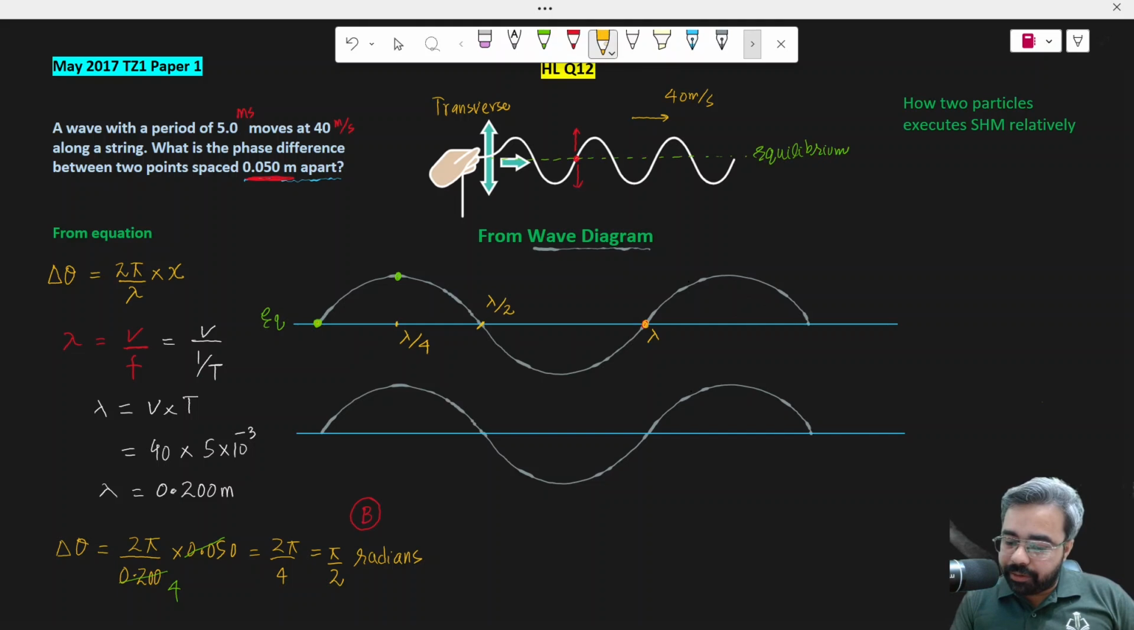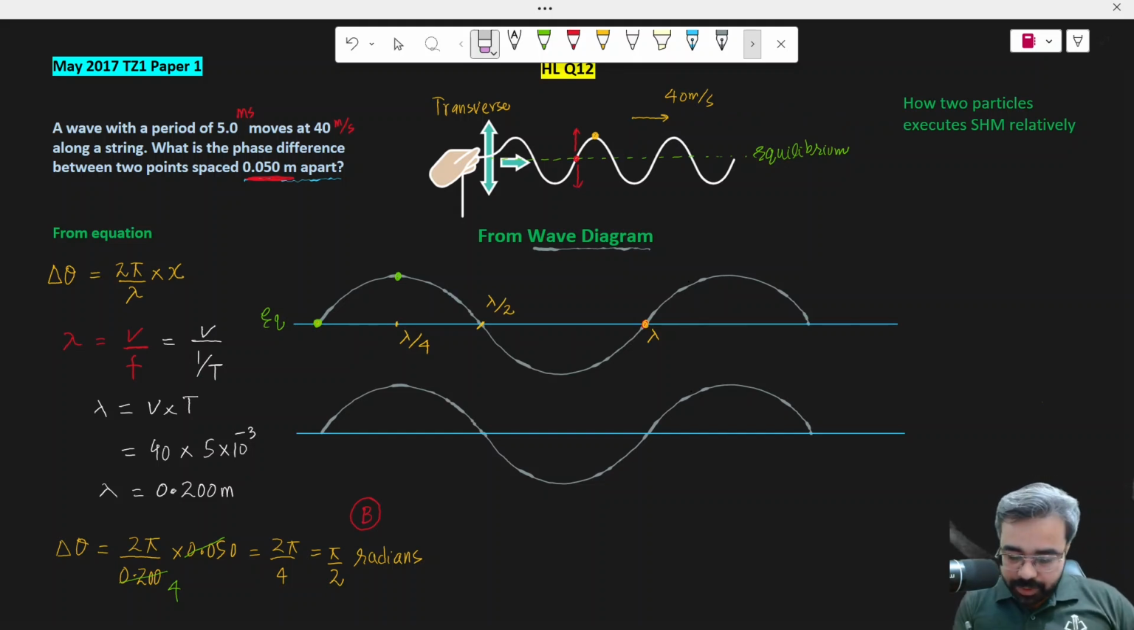So which means that right at that time, the other particle is at its extreme position. And this is exactly what I was going to show you at this place, right? So when the one particle is at extreme position, the other particle will be at equilibrium position. So this is how they will execute their simple harmonic motion.